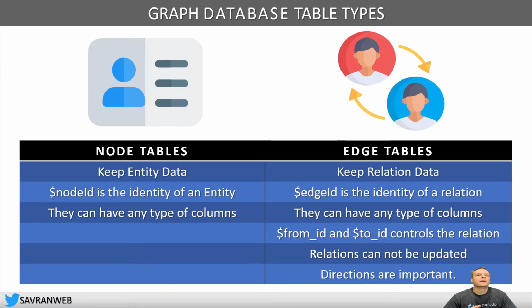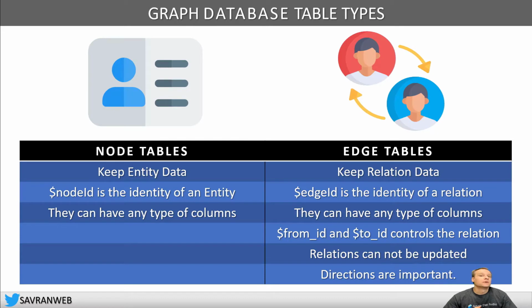Node tables can have any type of data types. So if SQL Server supports the data type, you can put it in the node table. Edge tables, well, that's where things get a little bit interesting. Edge tables keep the relations between entities. Just like the node tables, we have an identity column named edge ID. Edge ID is the identity of each relation. Just like node ID, you cannot change it, you cannot delete it. It's always going to be there. It's always going to be populated.